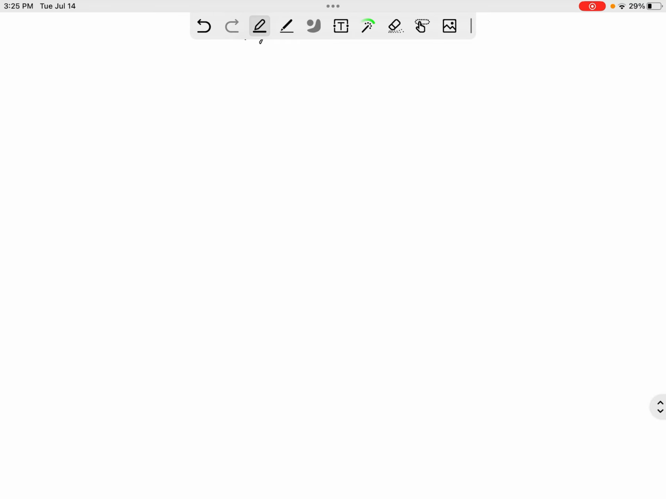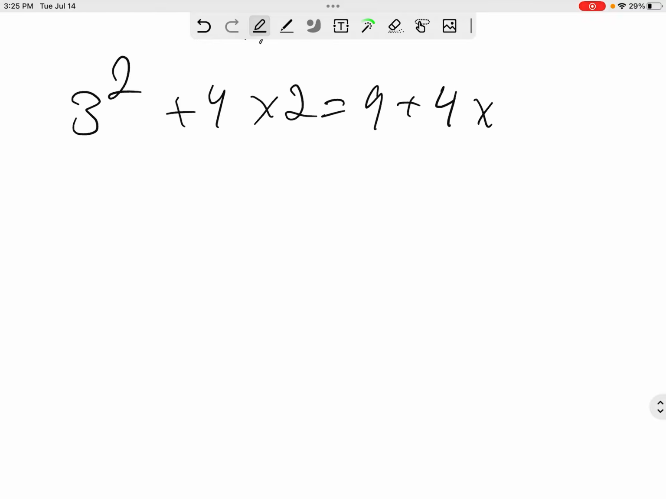Okay, so for the first problem, 3 to the power of 2, I mean 2. Plus 4 times 2 makes 9 plus 4 times 2 makes 9 plus 8 equals 17. So it's going to be exponent, then multiplication, and addition.